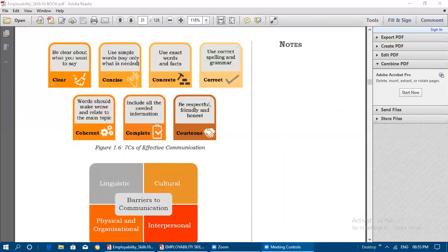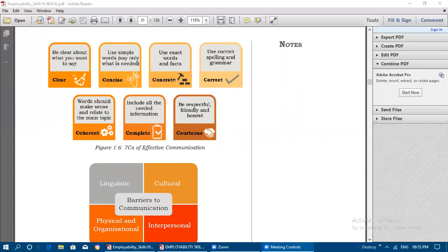And what is the first C? Clear. Second, concise. Third one is concrete. Fourth one is correct. So you just remember all these 7 C's in correct order. Clear means you should be clear about what you want to say. Concise means use simple words. Concrete means use exact words. Use simple words, that is concise. What is needed alone you need to say.